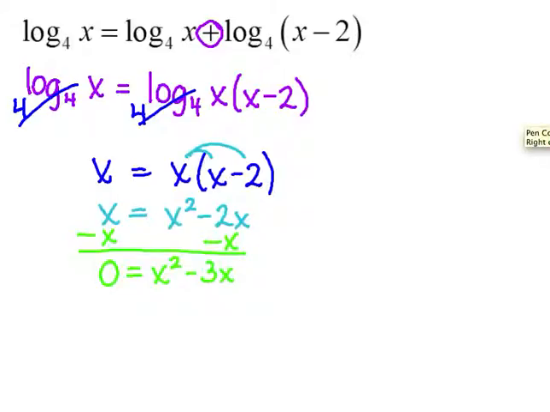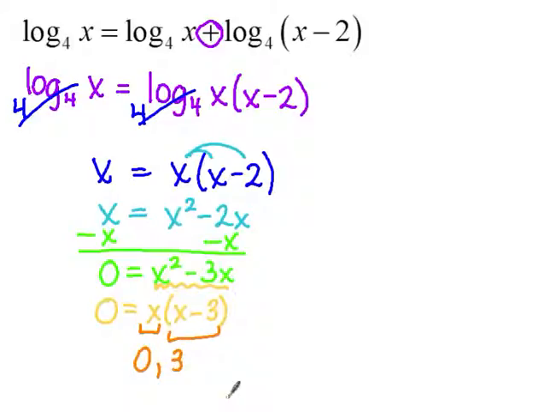Now, do we remember how we would solve that equation? You've got 2 terms. Take an x out, and that leaves you with x times x minus 3. So you have 2 solutions. What will this solution give you? x equals 0. What will this solution give you? x equals 3.